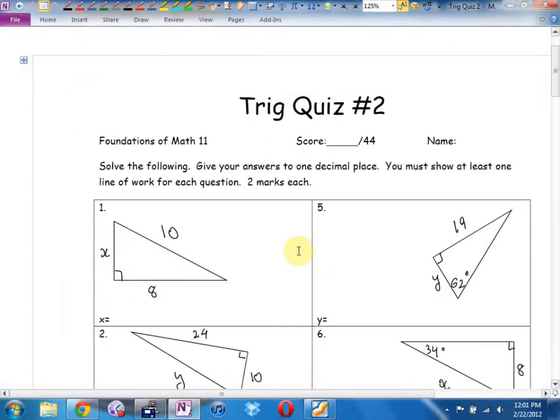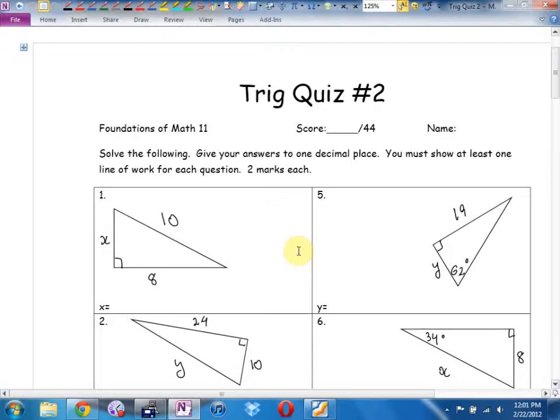Solve the following. Give your answers to one decimal place. You must show at least one line of work for each question. Basically, I'm going to give you 1 mark for the correct trig function, 1 mark for the correct answer. All right? 2 marks each.